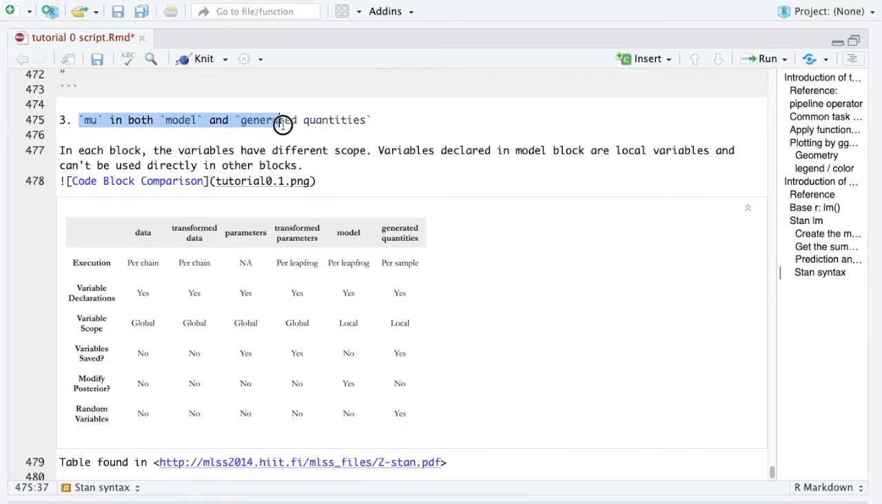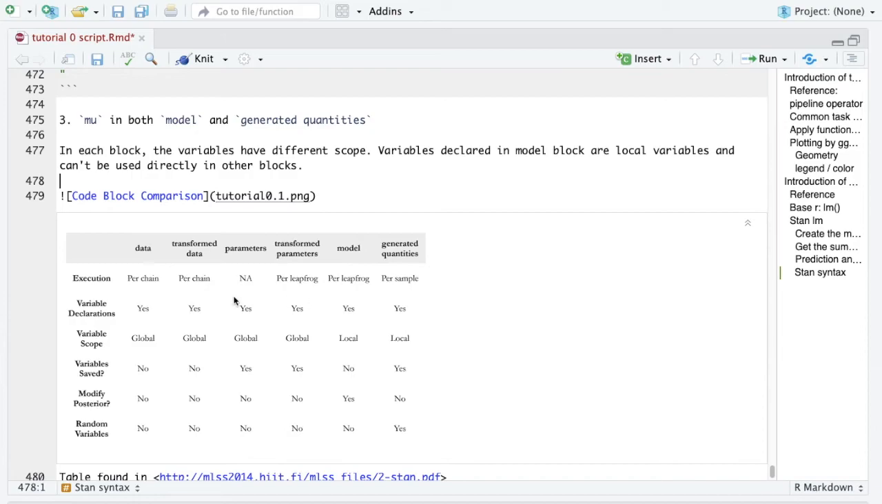The question is why we need to declare mu again in the generated quantities block. Variables in Stan have different scope in each block. Variables declared in the model block are local variables and can't be used directly in other blocks. But the data and parameters, or transformed data and transformed parameters, are global variables. So we don't need to declare alpha, beta, gamma, things like that again.